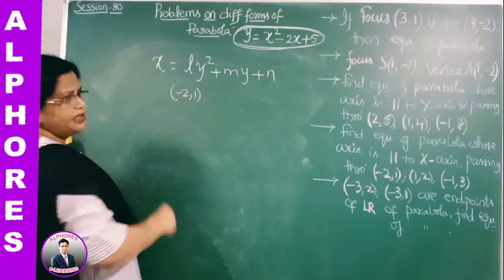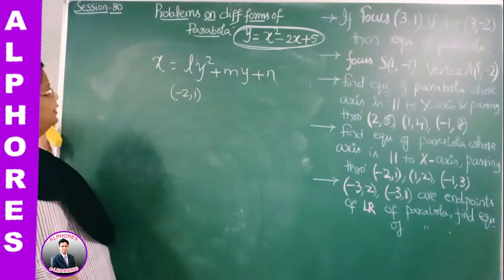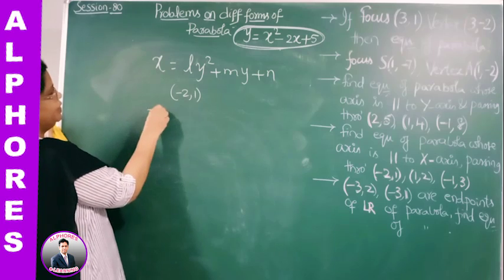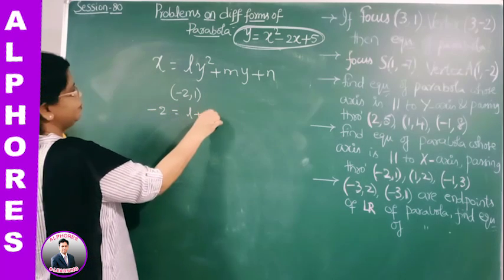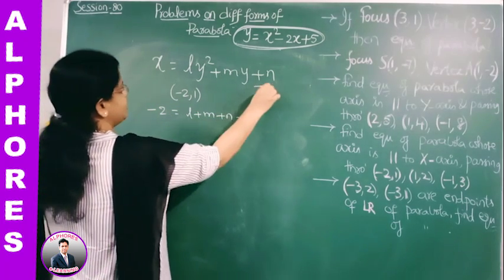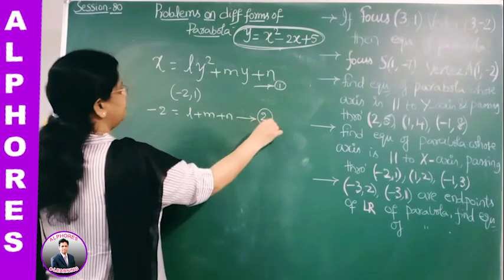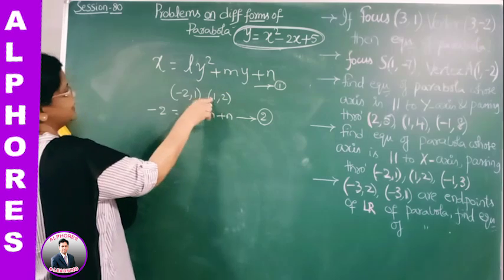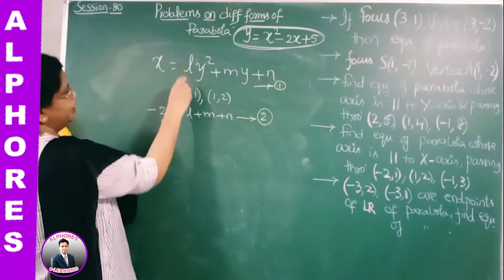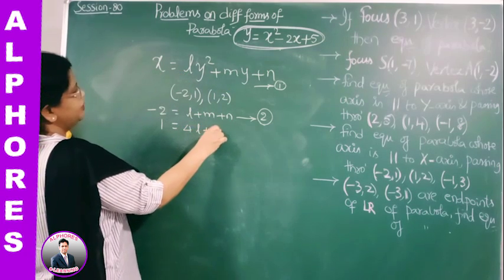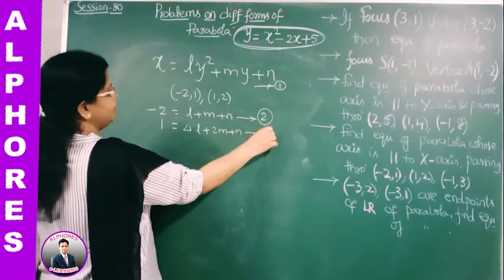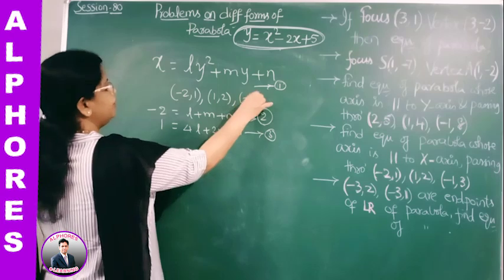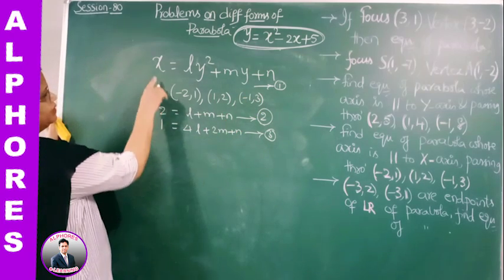Suppose if it is minus 2, 1, if I substitute, then what is this value here? You are substituting for x. So minus 2 equal to L plus m plus n. So this is our equation 1, and now this is our equation 2, and next you are going to substitute 1, 2. So here x is 1, 1 is equal to 4L plus 2m plus n. This is equation 3. And next we substitute minus 1 comma 3. If I substitute this point, then what is the value here?